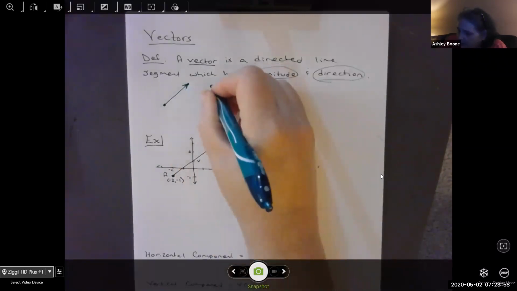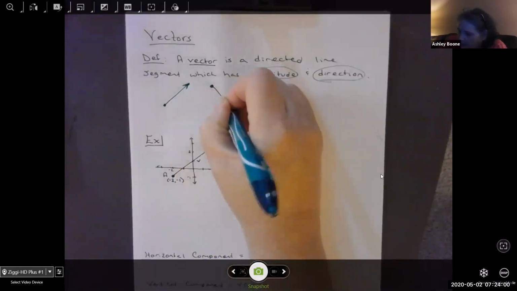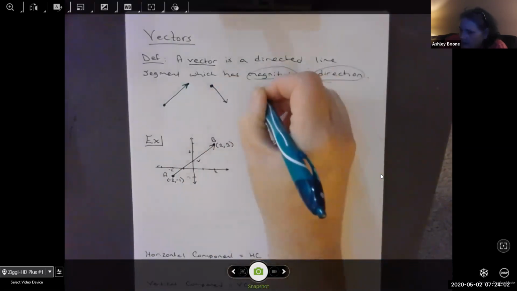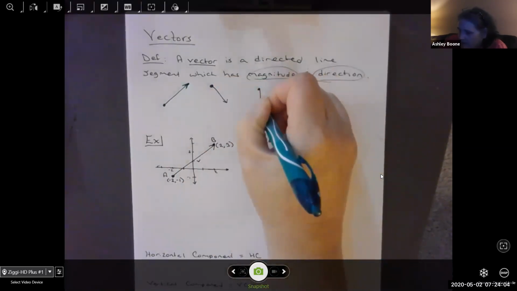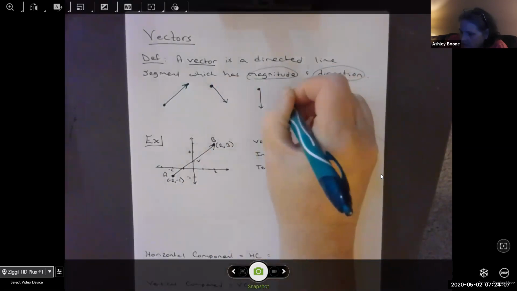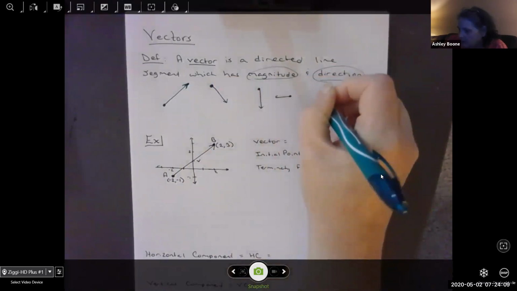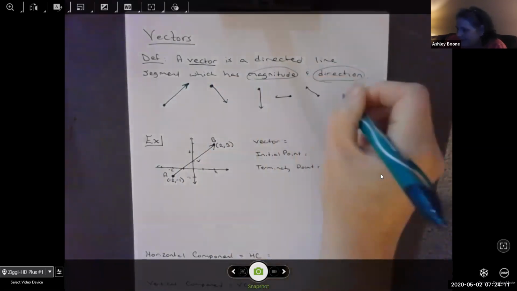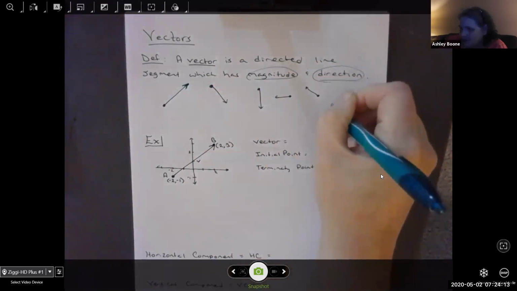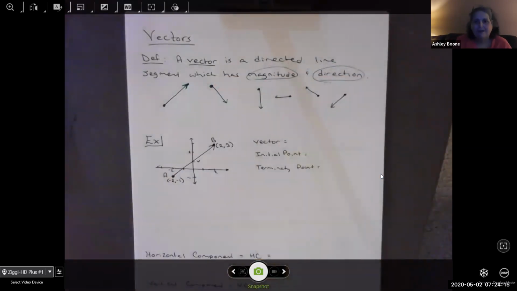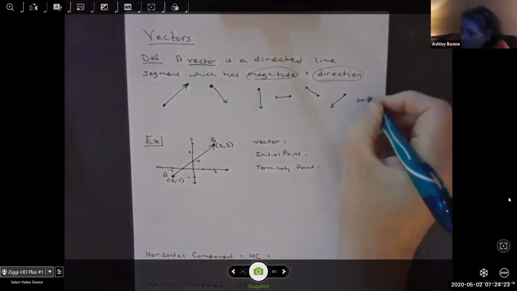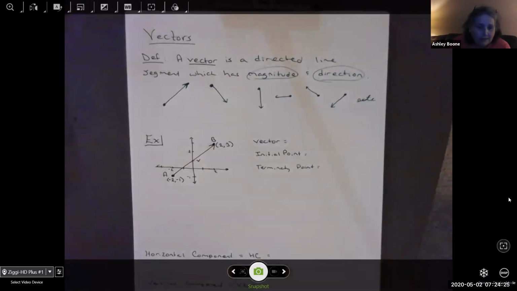You could have something going down to the right. You could have something going straight down. You could have something going backwards. You could have something going backwards and up, backwards and down. Infinitely many ways that we can write vectors as we go through and look at things, right? These are all vectors. So they go on forever, all kinds of different possibilities as you go.